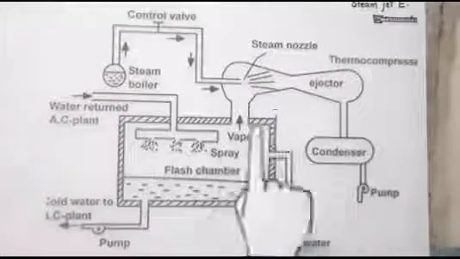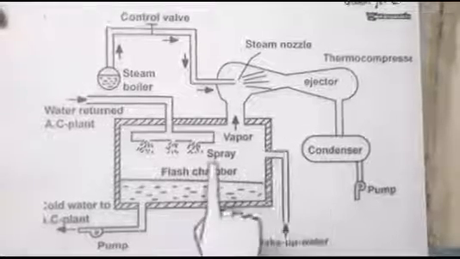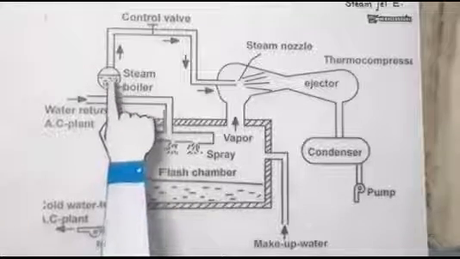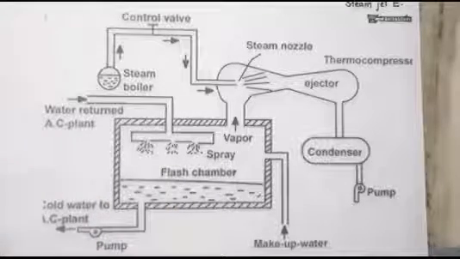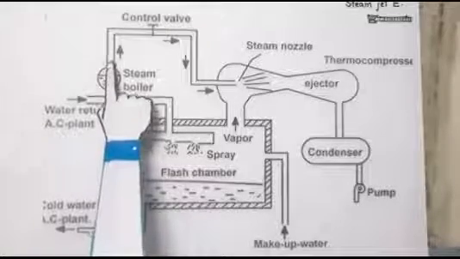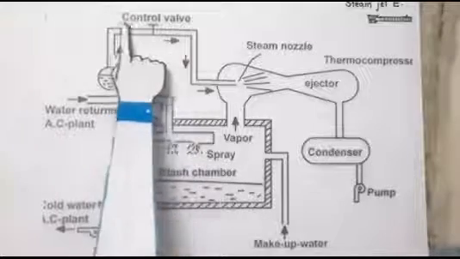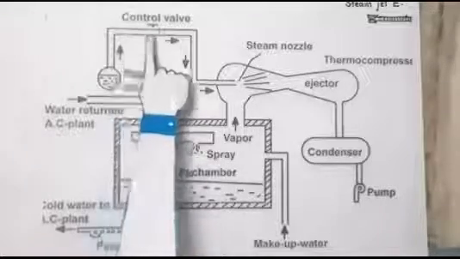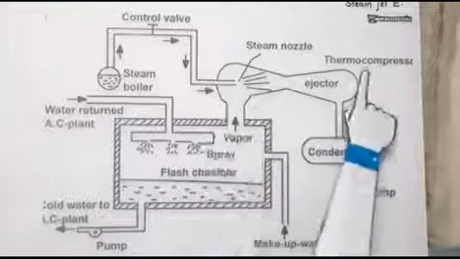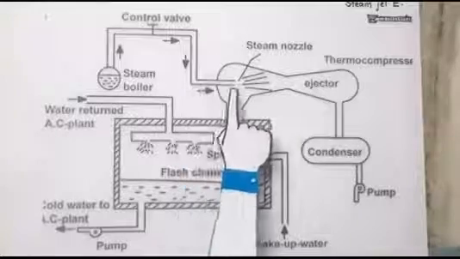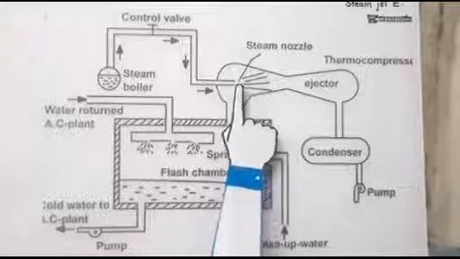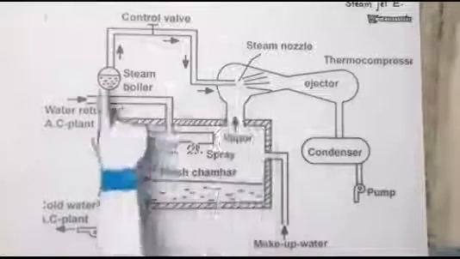Now we will see how this water is going to cool down. We start from here. This is the boiler, and we use it here to generate steam. This steam passes through this pipe, and using the control valve we can regulate its flow. When this steam goes through this pipe and enters this ejector setup, what happens? There is a nozzle. First we will see what our objective is through all this setup.